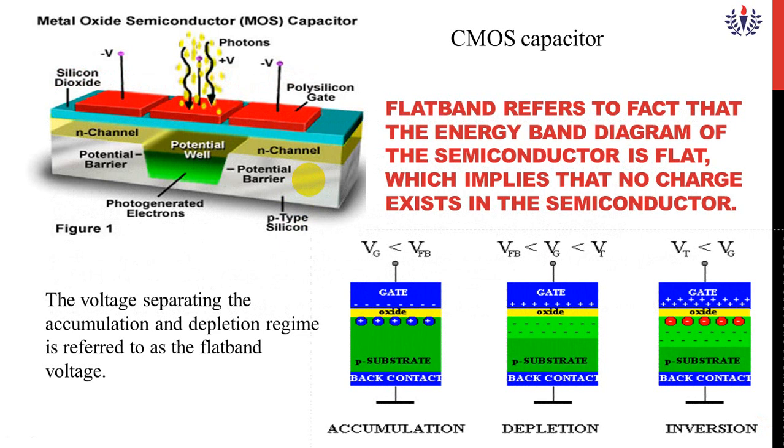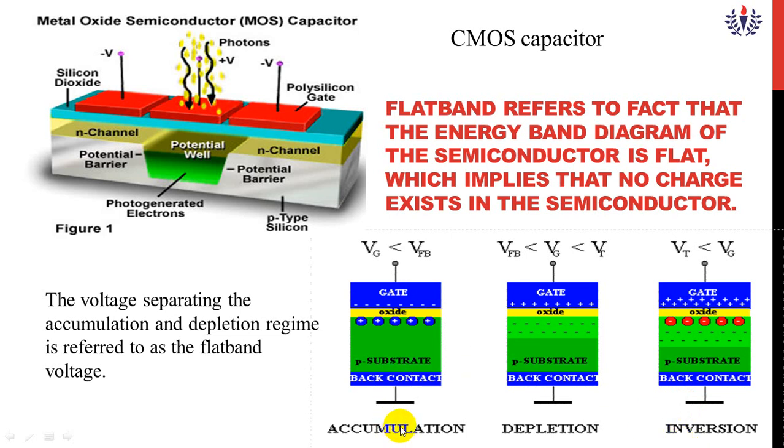You see this picture here. This is the cross-section view. Here in the MOS capacitor, metal oxide semiconductor capacitor, there are three regions over the P substrate: the accumulation region, the depletion region, and the inversion region.